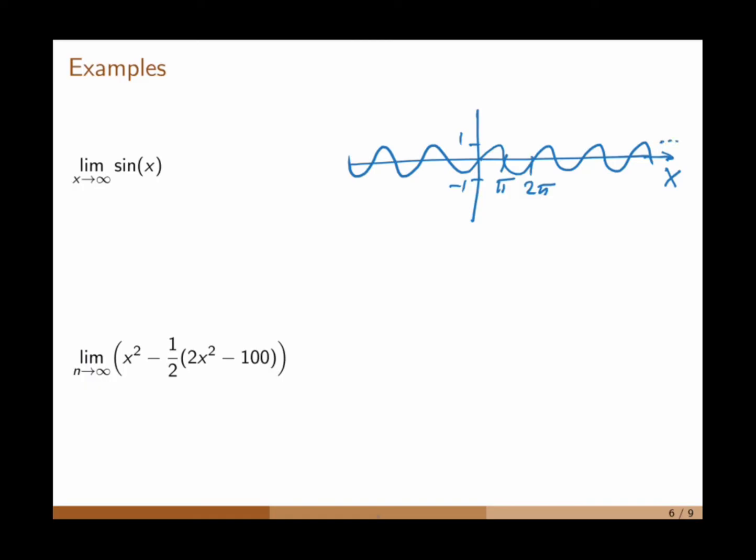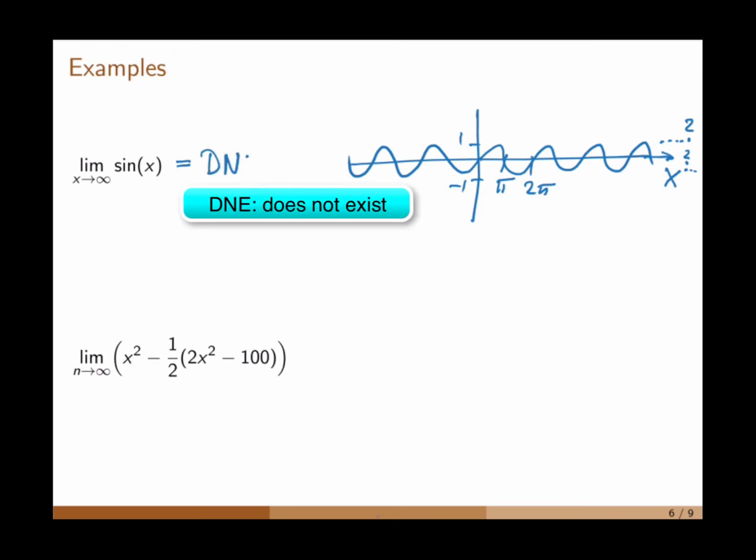If we go further and further out here, where do we end up? Do we end up at 1? Or do we end up at minus 1? Or do we end up somewhere in between? It's really hard to say because it continues oscillating. And in fact, we will see later that the limit cannot be computed. So we say it does not exist. So that's the case of a function which does not have a limit as x goes to infinity.